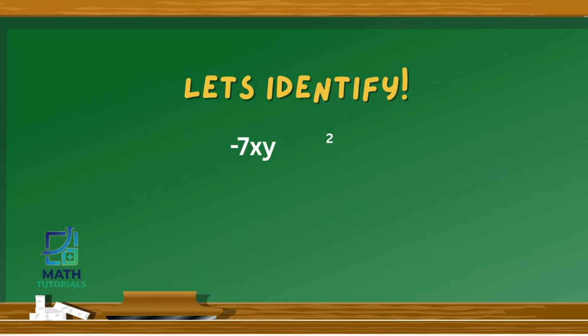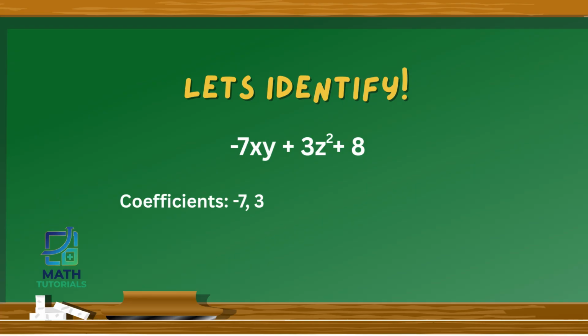Now that we know the differences between constant, variables, and coefficient, let's have an example. Negative 7xy plus 3z squared plus 8. So, we need to identify three things in this example: the coefficient, the variable, and the constant. So, what are the coefficients in this mathematical expression? The coefficients are negative 7 and positive 3.